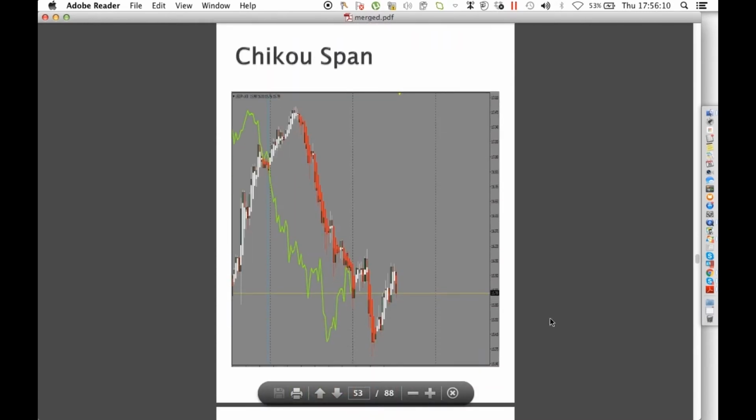So this is the Chikou Span right here. As you can see, it is behind the current candle. Unlike the Kijun-sen, which was in line with the candles, this one is behind the candles, over here, behind the current candle. And this is behind by 26 periods. And because it's below the chart, we can see that we're still currently in a sell trend.